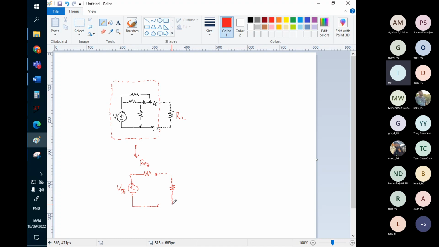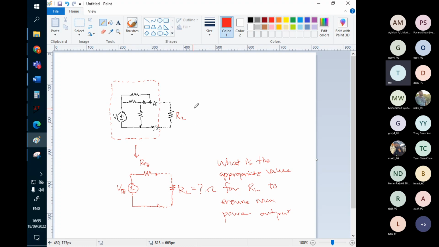Okay, so now if the user asks this question, what value of RL should I use to make sure I have the maximum power drawn from the circuit? So what is the appropriate value for RL to ensure maximum power output? So you can apply different RL.